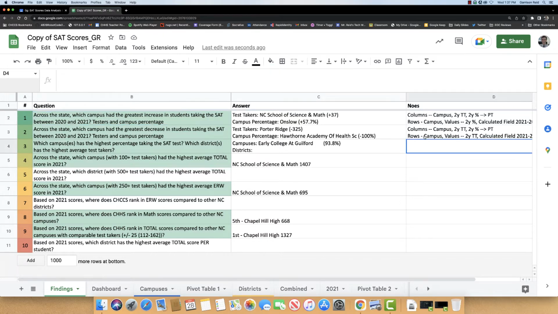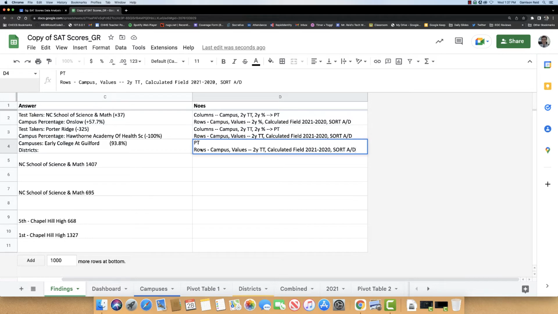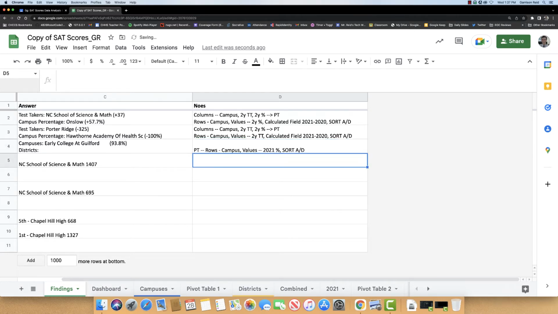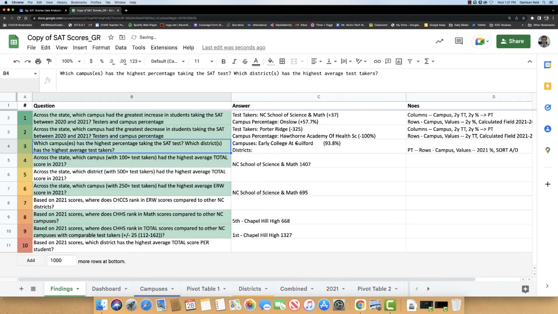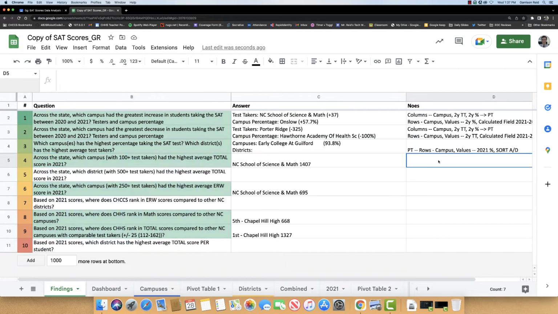Then the next one, we could use the same exact data. We had our pivot table. I'm just going to copy this as our pivot table. And in this one, I just wanted to look at what was in our pivot table, keeping the rows as campuses, and then the value was the 2021%. I didn't need to worry about my calculated field, and looking at the ascending or descending told me what campus had the highest number. Then we get into the 2021.